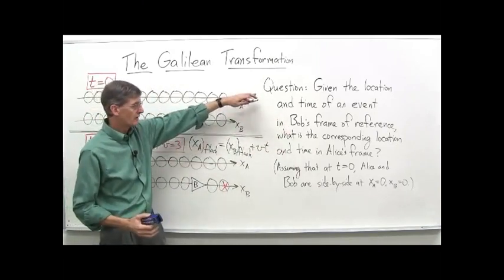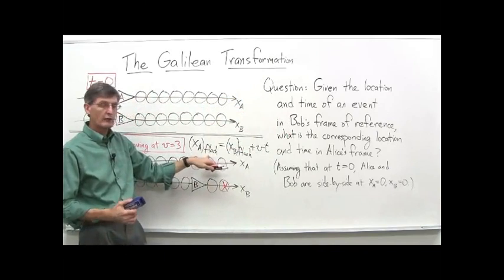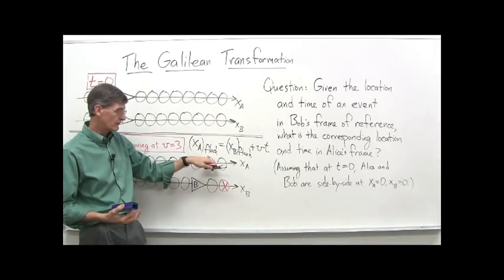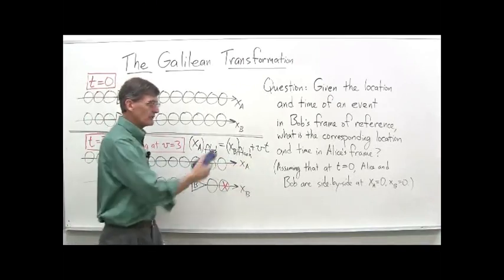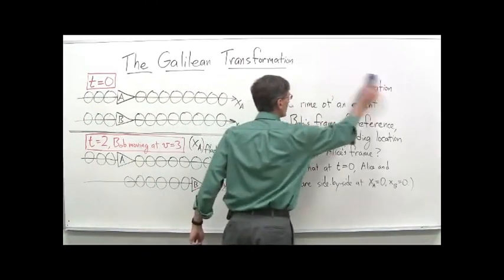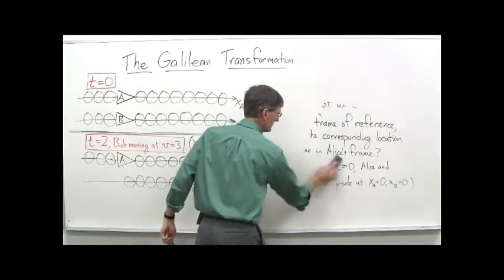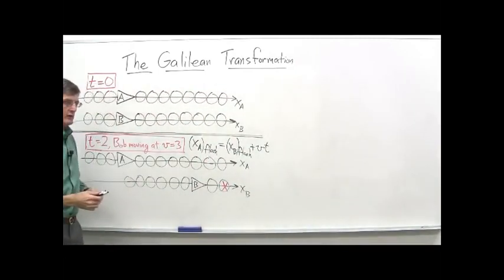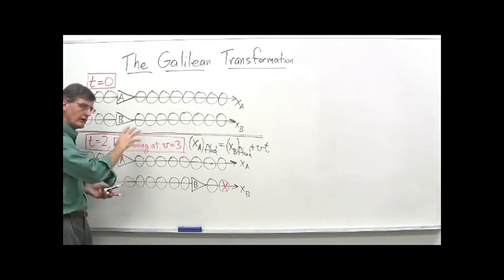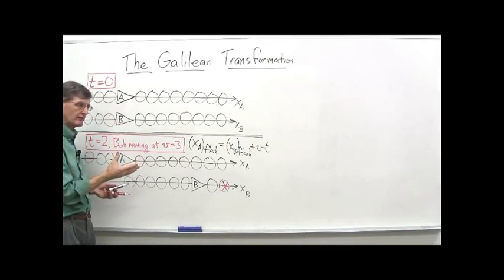We've answered, given the location of an event in Bob's frame of reference, this is how we would find it in Alice's frame of reference, assuming that our origins are set properly there. We'll deal with the time in a minute, but just to make this a little clearer, what about the other way around? Let's say something happens in Alice's frame of reference, and we want to figure out what it is in Bob's frame of reference.